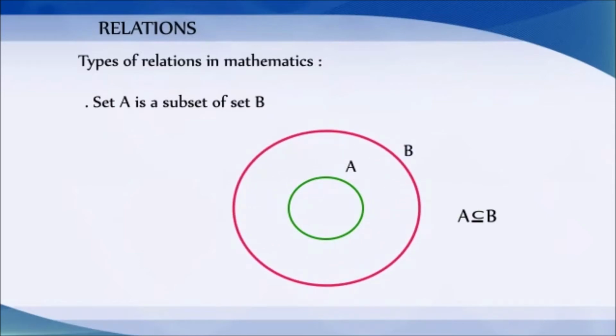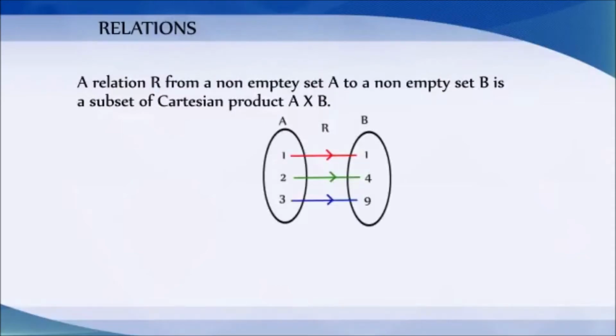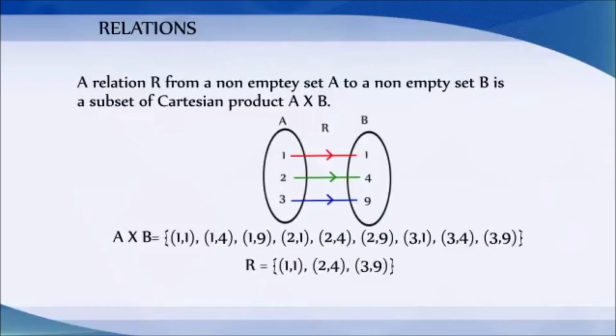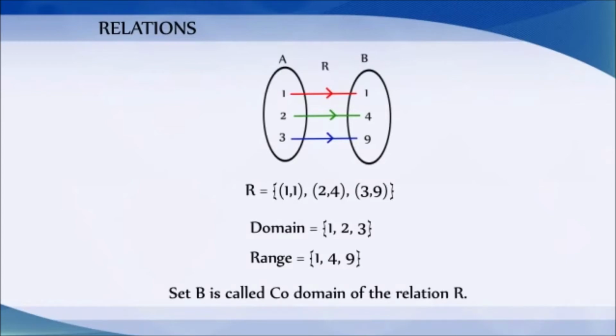Now, let us define what is a relation. A relation R from a non-empty set A into a non-empty set B is a subset of Cartesian product of the set A cross B. The set of all first elements of the ordered pairs in a relation R is called domain of the relation R. Similarly, the set of all second elements of the ordered pairs in a relation R is known as range of the relation R. And the set B is called codomain of the relation R.